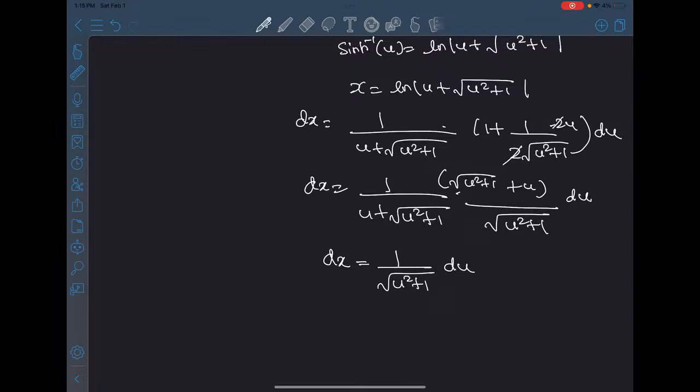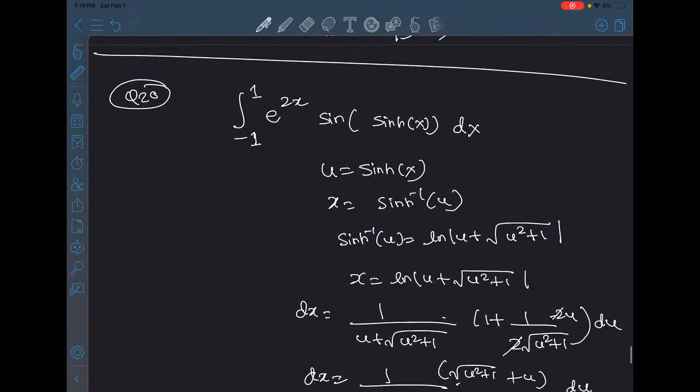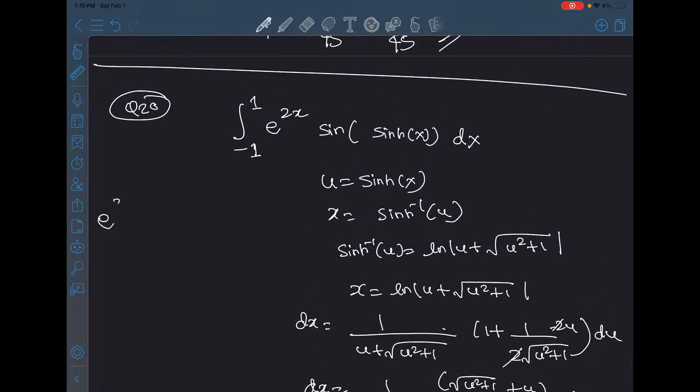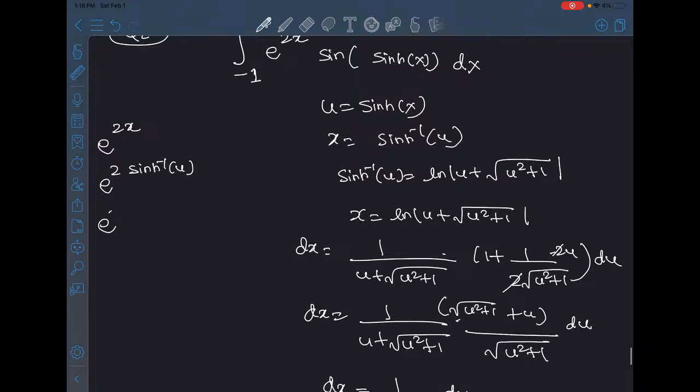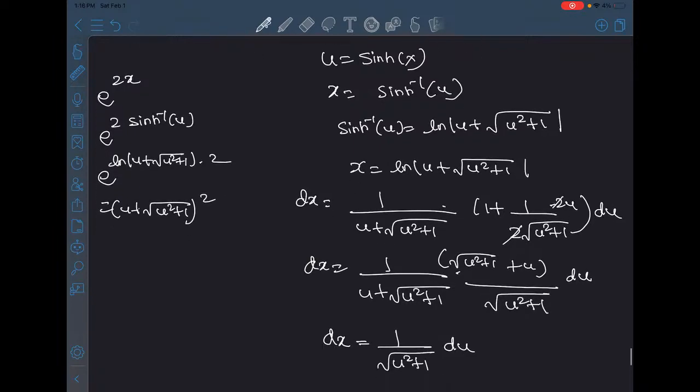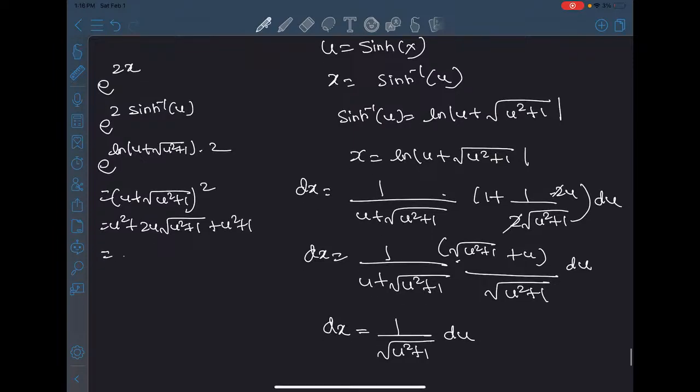Right? Okay, so now that we know this, and also we know that x is the sinh inverse u, and sinh inverse u is just ln of u plus square root of u square plus 1. Times 2, this becomes u plus square root of u square plus 1 whole square, and that becomes u square plus 2u square root of u square plus 1 plus u square plus 1. So that means 2u square plus 2u times square root of u square plus 1, right?